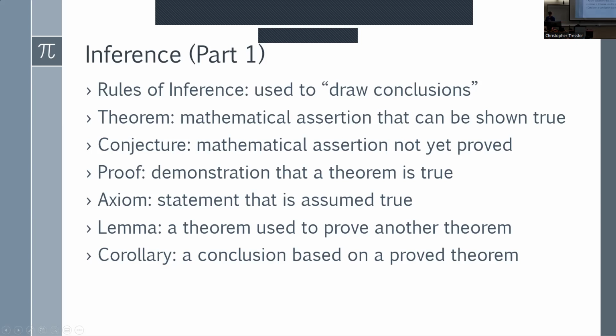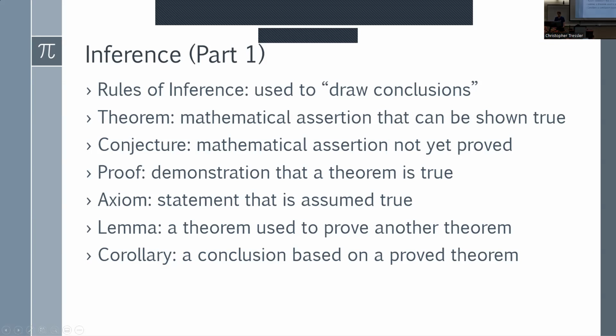Okay. So we have the rules of inference. This is not a technical definition, but whenever you think of rules of inference, think of what we are using to, quote unquote, draw conclusions, to say something is true or false. Then we have a theorem. A theorem is just something that we can prove to be true. And then we have a conjecture. Imagine a conjecture is just an unproven theorem, basically.